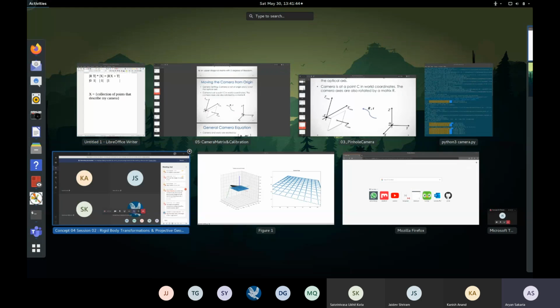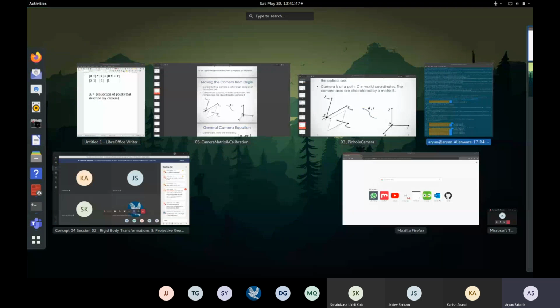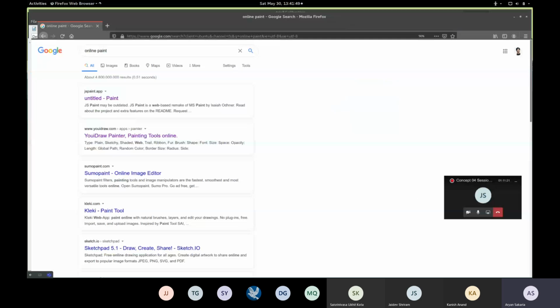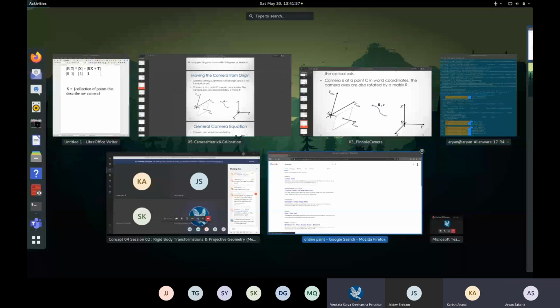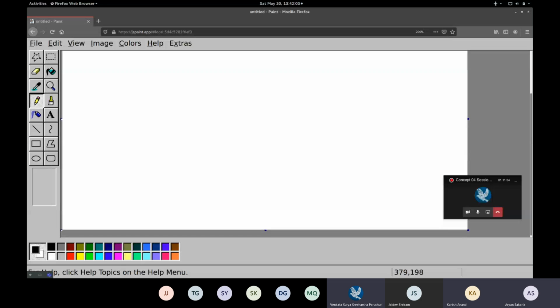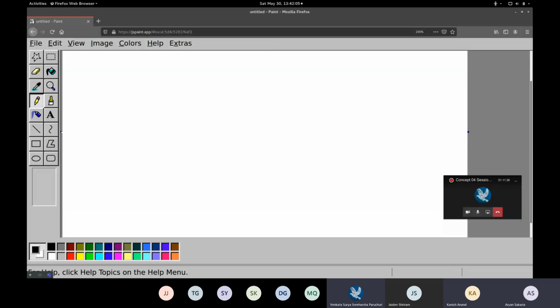I'll use the online paint again. So I think you can use the board. Kanish says he can see it. I can use the what? The board. Kanish says that he can see it. I mean, yes, sir, I messaged you. Now I can see the board.